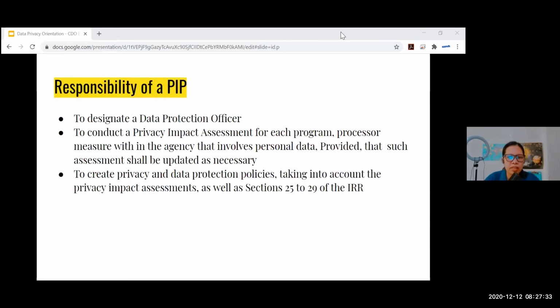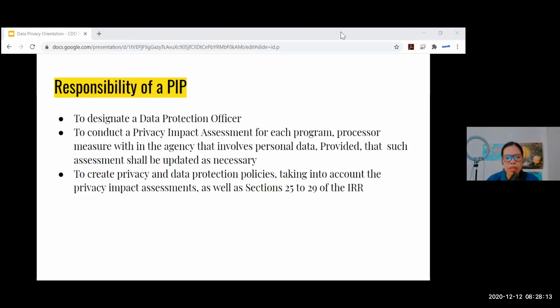But let me still further define the other actor. This responsibility of a PIP, that's actually a responsibility of a PIC. Sorry about that. But yes, as a controller, as a head of agency, we will have to ensure that we designate a data protection officer. This is one of the pillars. We actually have 5 pillars in order for us to comply with Republic Act 10173. And one of the pillars states that the head of agency should designate a data protection officer.